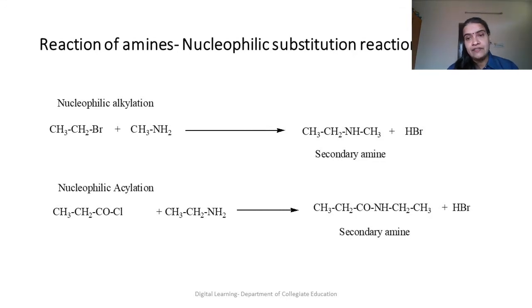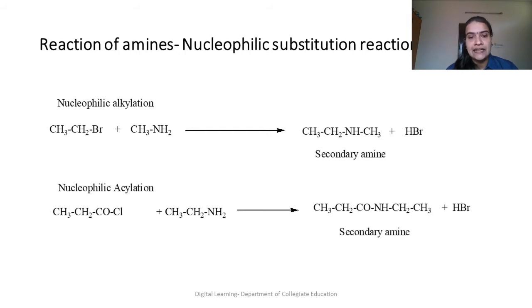So basically, the alkyl halide will react with the primary amine and form a secondary amine along with the formation of HBr. The reaction is shown here in the form of an equation. CH3CH2Br, ethyl bromide, is combining with CH3NH2, methanamine, to form CH3CH2NHCH3, a secondary amine, methyl ethyl amine, along with the formation of HBr.